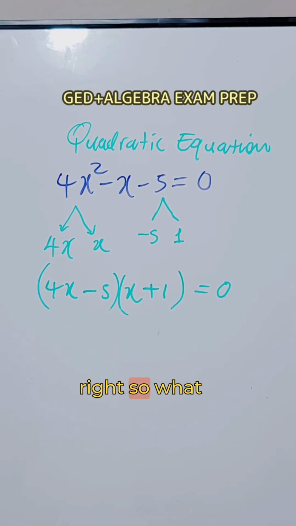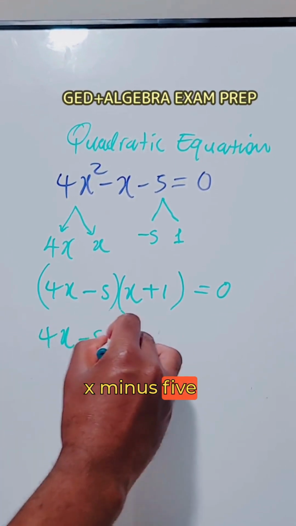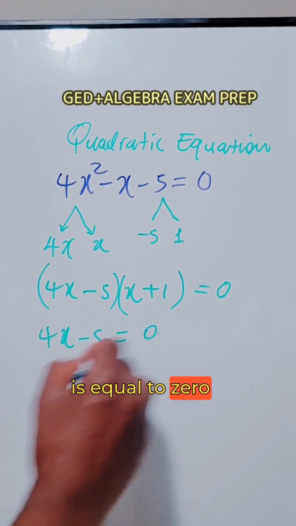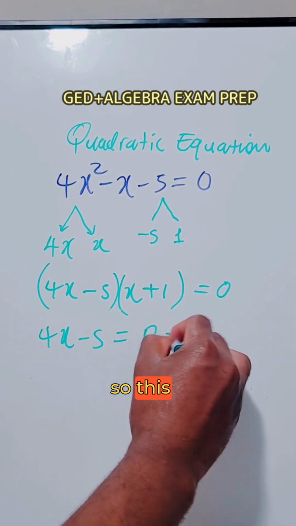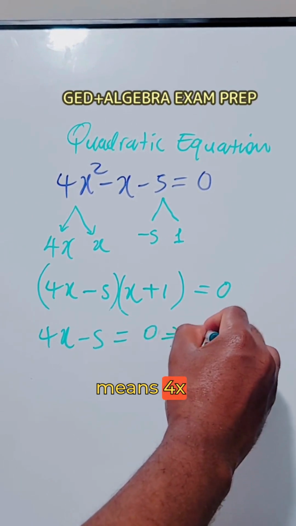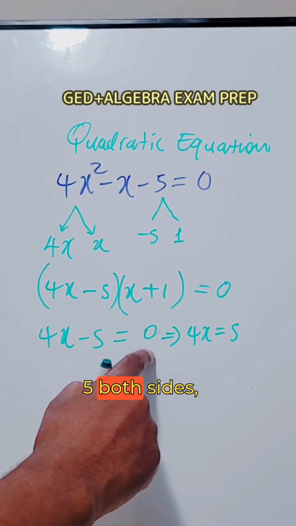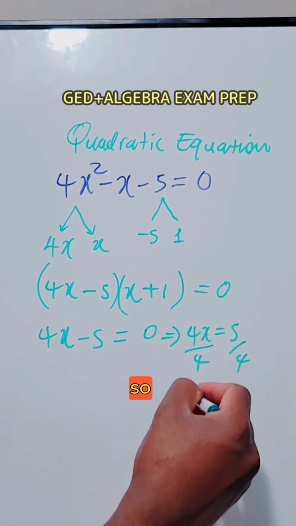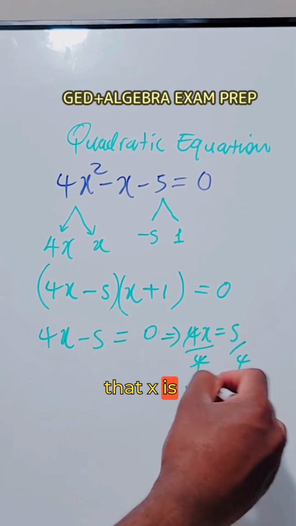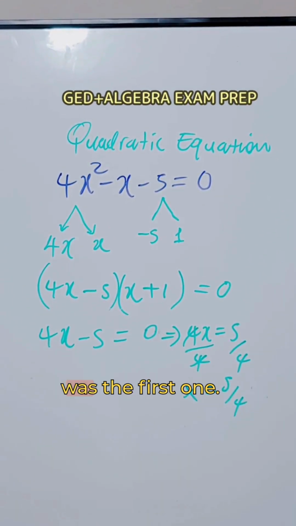So all right, what that means now is that for 4x minus 5 is equal to 0, we can solve this equation, right? So this means 4x is 5. I just added 5 both sides. Then we can divide throughout by 4, so that x is equal to 5/4. Okay, that was the first one.